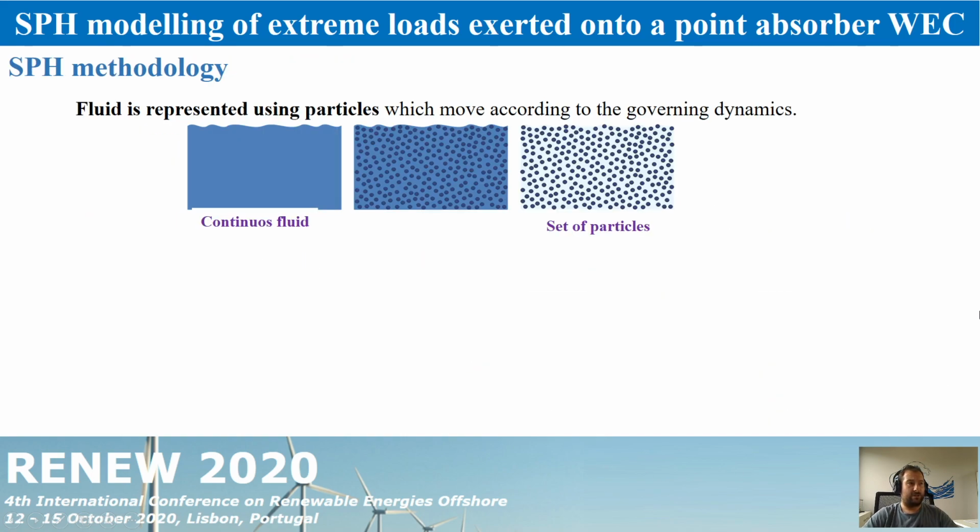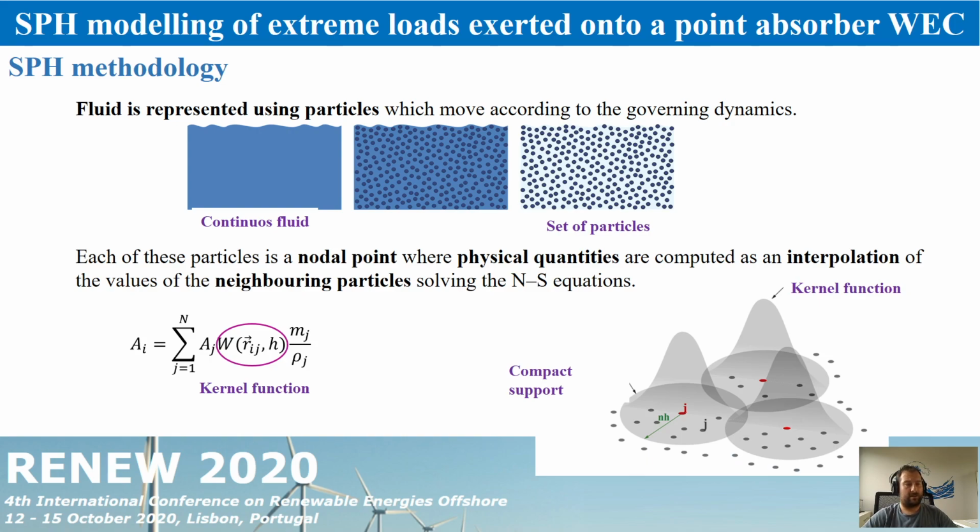In the SPH methodology, the fluid is represented using particles. The particles will move according to some governing equations, in this case, according to the Navier-Stokes equations. So the main idea is, considering a particle of interest i, this particle is another point where physical quantities are computed as an interpolation of the values of the neighboring particles. Here, if we want to compute the magnitude A of this particle i, we are going to use the values of A of the particle j, and this contribution is measured using a weighting function or a kernel function.